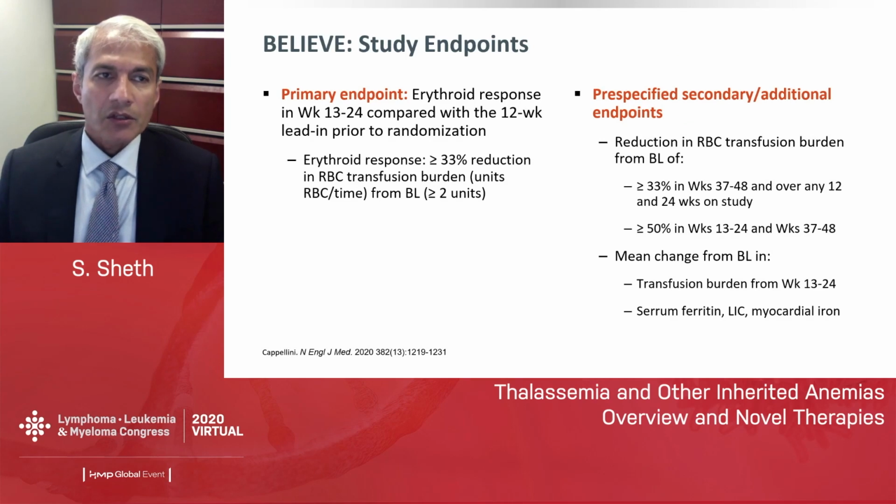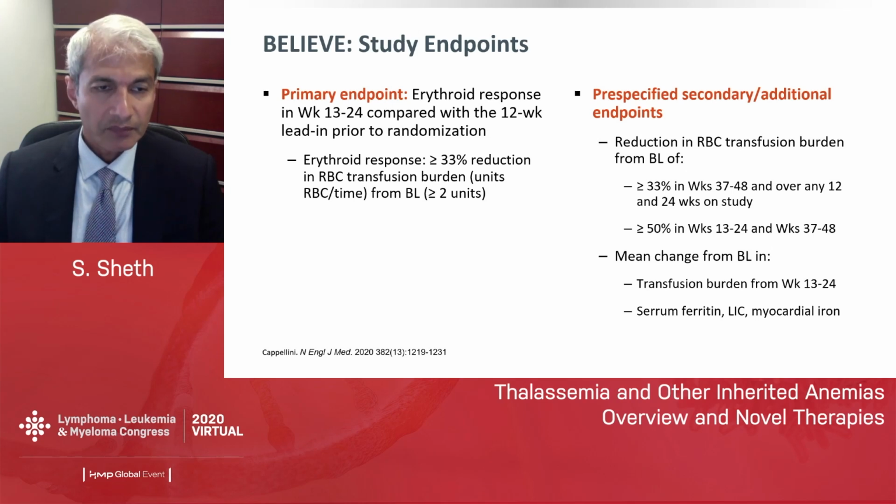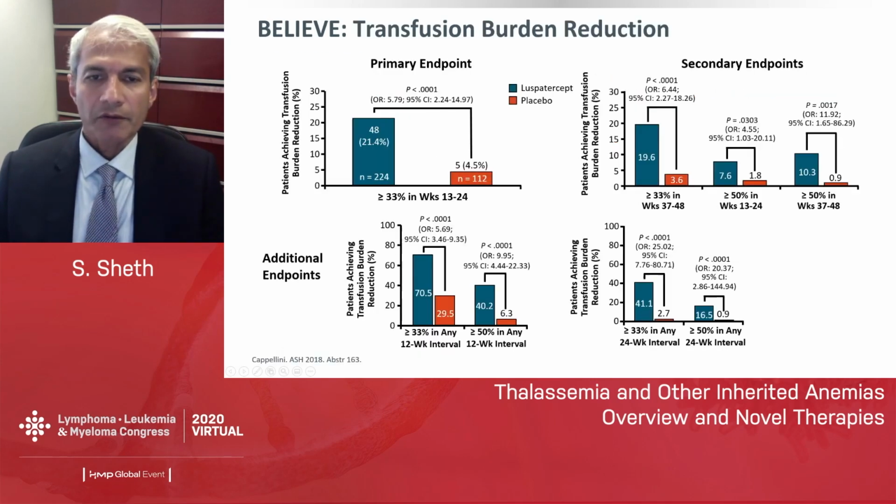So if you can remove the TGF-beta ligands, then you will actually be able to promote red cell differentiation and maturation. So the BELIEVE trial of luspatercept, the primary endpoint was to see an erythroid response in weeks 13 to 24, which would result in a 33% or greater reduction in transfusion burden over that pre-specified time period. And then there were additional secondary endpoints and additional endpoints which are listed here, which I won't go into detail for. Suffice it to say that the primary endpoint was met.